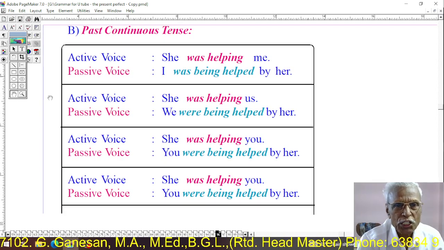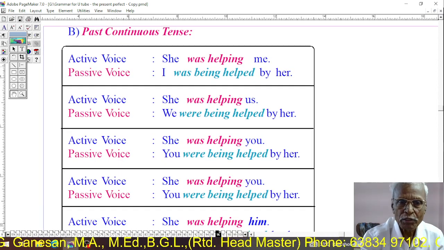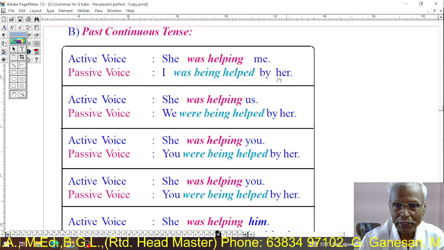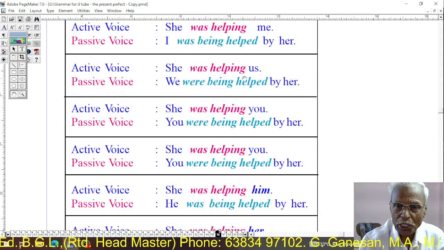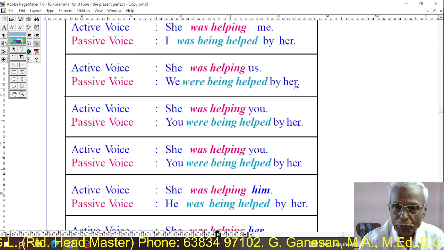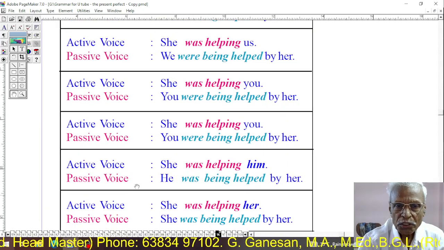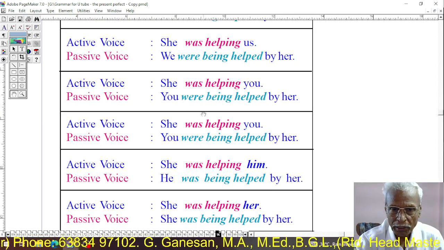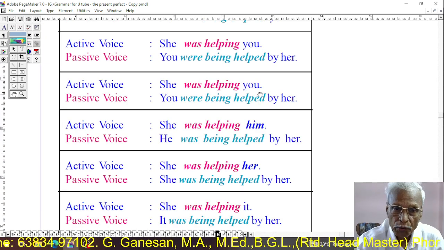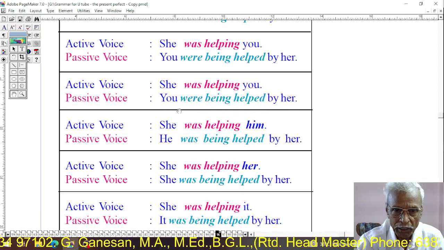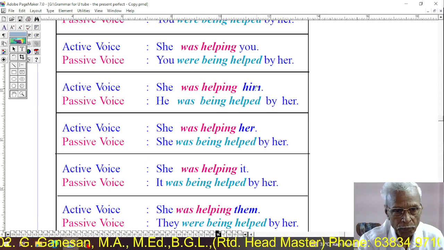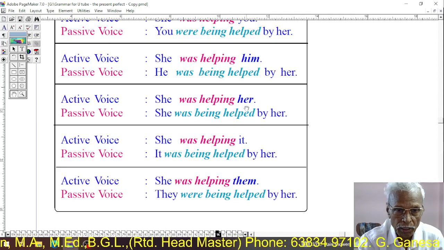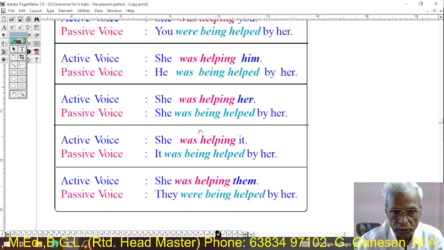Then past continuous tense from active into passive. She was helping me. I was being helped by her. She was helping us. We were being helped by her. She was helping you. You were being helped by her. She was helping him. He was being helped by her. She was helping her. She was being helped by her.